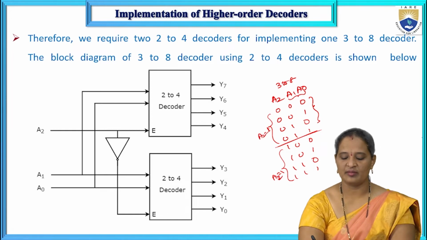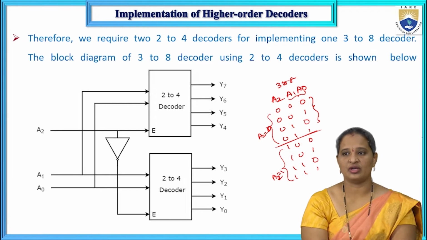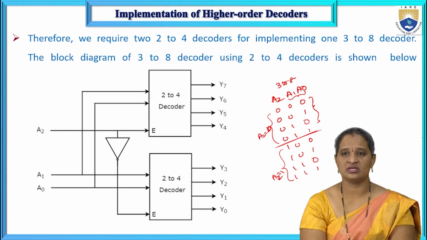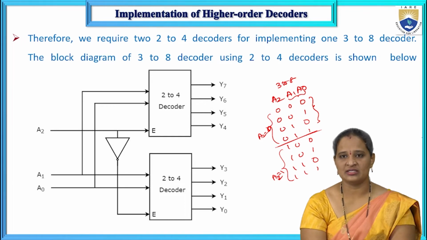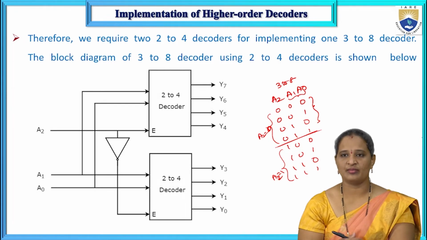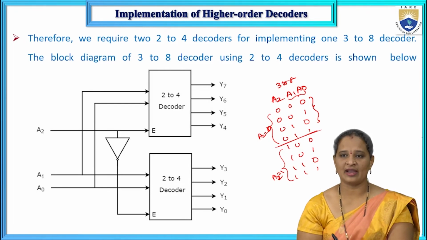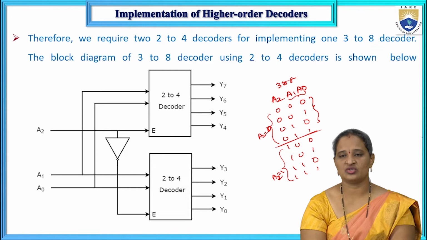What we want to remember is that whenever you are implementing higher order decoders using lower order decoders, the MSB is to be considered as the enable input. This should be applied as it is to the upper decoder, and the complemented enable input, or complemented A2, will be applied as the enable input to the lower decoder, so that we can decode all the possible combinations of the higher order decoder.